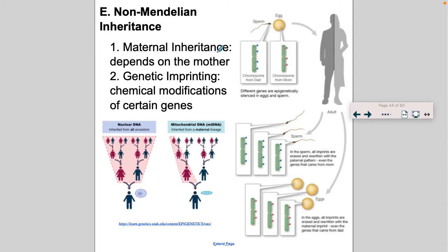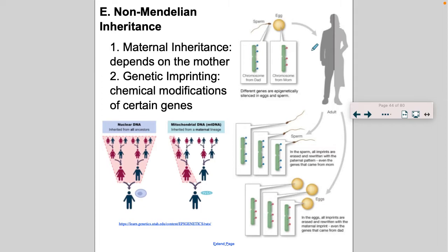So maternal means mother, and all the mitochondria inside your cells are the same mitochondria from your mother. And your mother shares the same mitochondria as her mother. So all three generations and so on, all the way back, you have the same mitochondria. Because in an egg cell, that's where all the mitochondria are made.